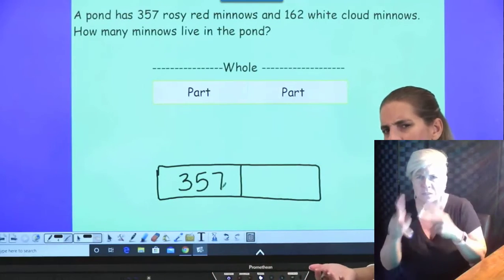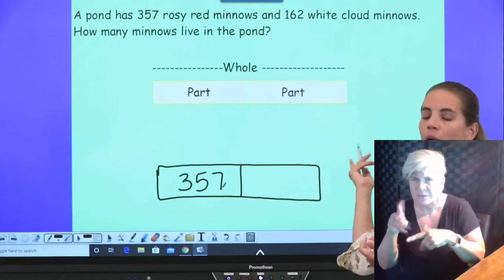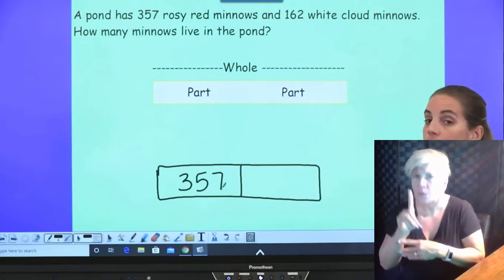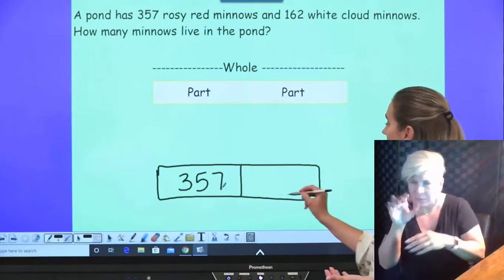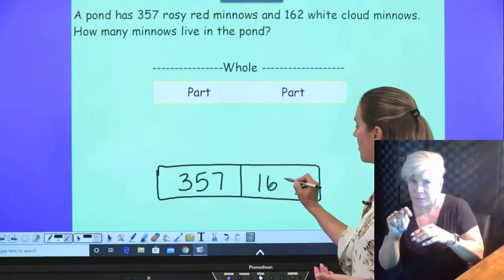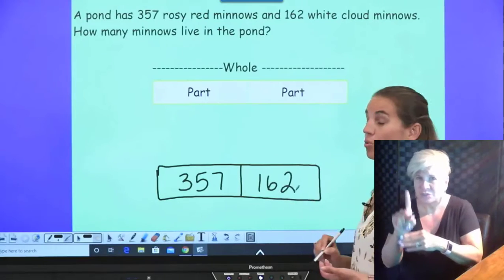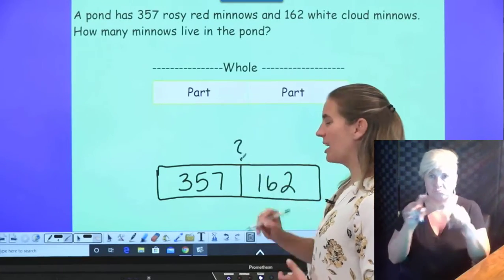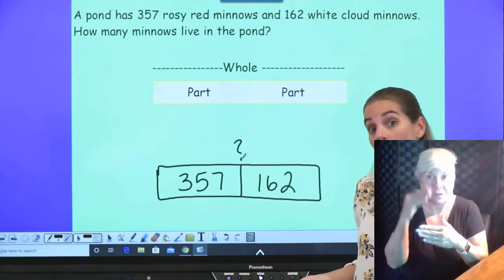What's the other kind of minnow that lives in the pond? Oh yeah, white cloud minnows. How many of those are there? 162. So I know that the other part of my minnows in the pond is 162 white cloud minnows. Well, this is what I don't know. I don't know the whole. I don't know the sum.